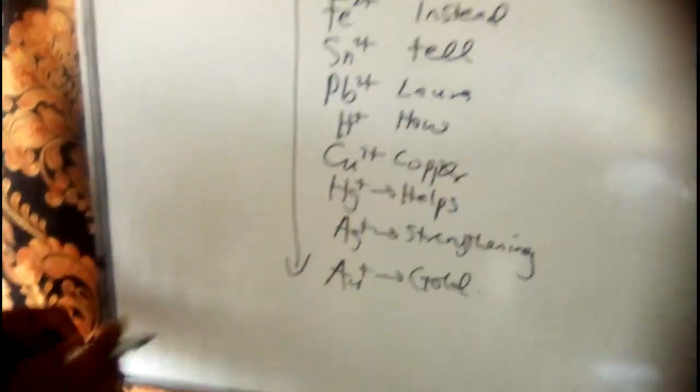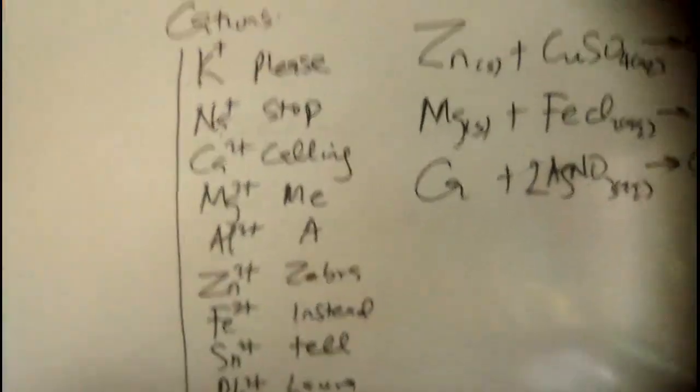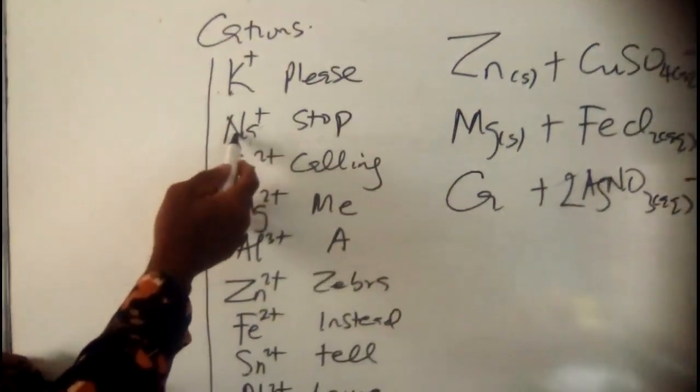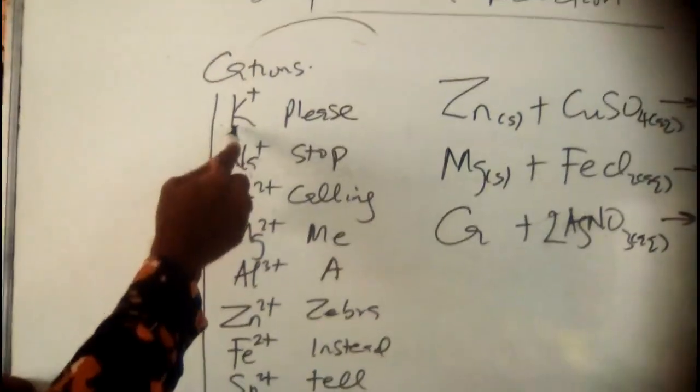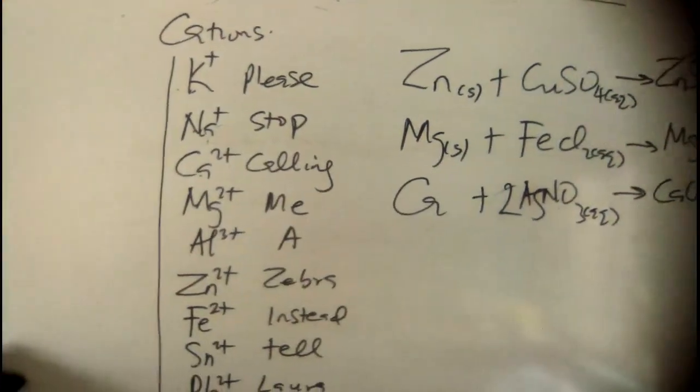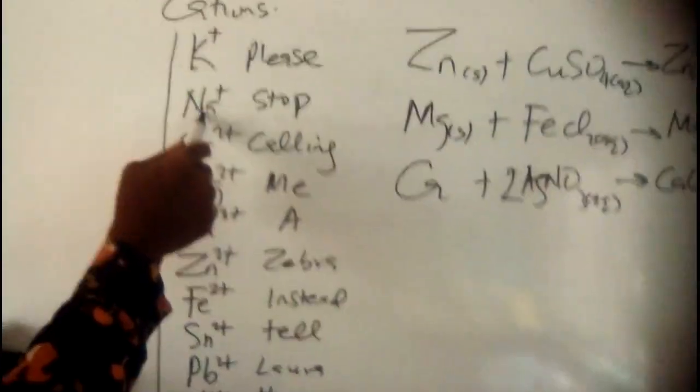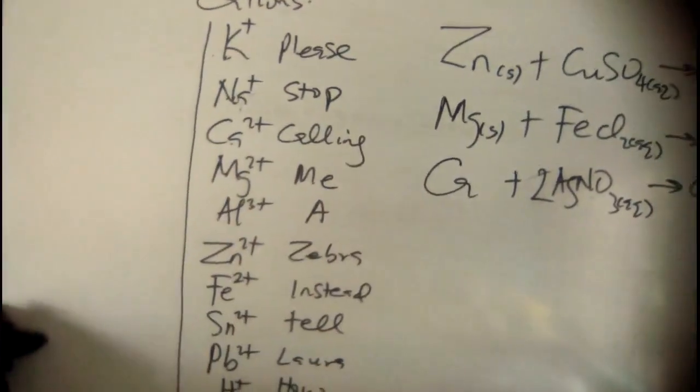The reactivity of these elements decreases as you go down the series. That means potassium is the most reactive, followed by sodium, followed by calcium. That means potassium can displace any of the cations under it from its salt. Sodium can displace any of the cations under it. Calcium can displace any of the cations under it.